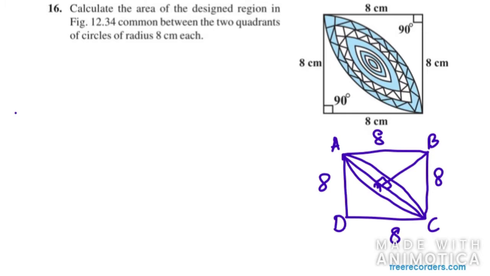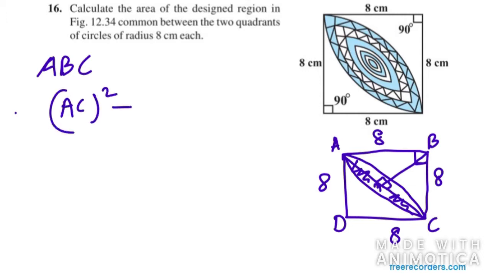Now question number 16. In this case, we need to find the area of the designed region common between the two quadrants. So we need to basically find this part of this particular shape. In this case, I would be making a right angle triangle here. As you can see, angle B is a right angle, so my ABC is forming a right angle triangle. That means I can apply the Pythagoras theorem here as well. In this case, my hypotenuse isn't given to us.